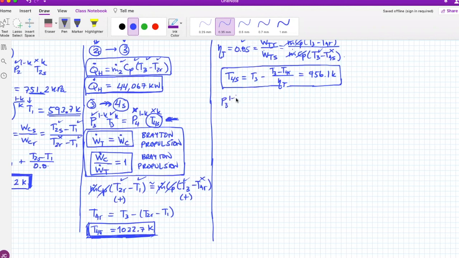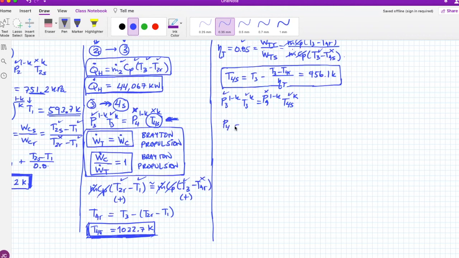So all these things in order to use again this one: P3 to the power 1 minus K, T3 to the power K, equals P4 to the power 1 minus K, T4S to the power K. Yeah, this is with S. How do you know? Well, this is an equation for isentropic cases, so this is going to be for S. So therefore, this is K. So now you know everything but one, which is the pressure. Now you can get the pressure. And you can say, well, what do I need the pressure for? You will see that.